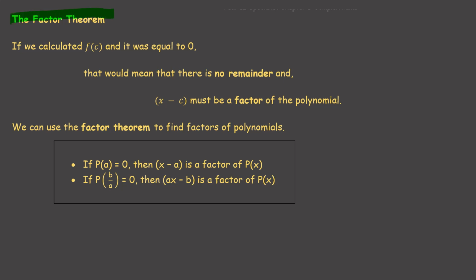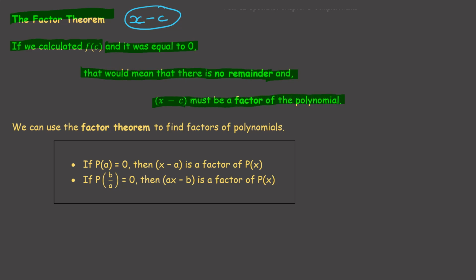The factor theorem. If we calculated f of c, which remember would give us the remainder on division by x minus c, and it was equal to 0, that would mean there is no remainder, and therefore x minus c must be a factor of the polynomial. This works exactly the same way as it does with numbers.